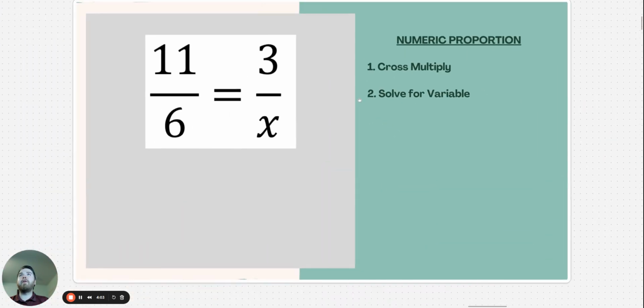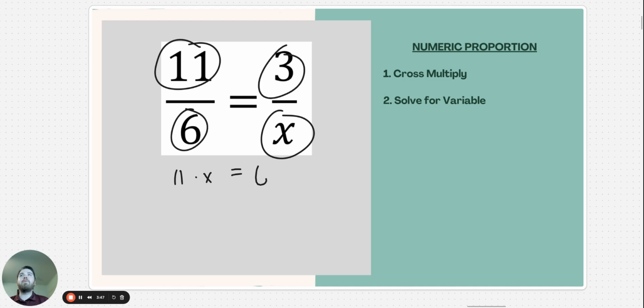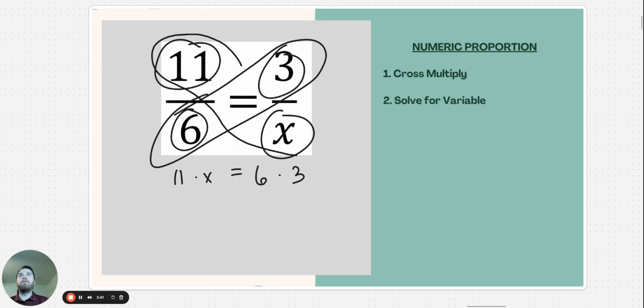So let's take a look at this. Numerical proportion. So what we have here is 11 over 6 is equal to 3 over x. So we're going to go ahead and solve for this. Now, the way we typically do that is we take the top number and multiply it by a bottom number. So we'd get 11 times x, and same thing here, we'd get 6 times 3. Commonly, what you're going to see people do is cross multiply. They're going to make a little circle or a little shape around that to say, hey, we're going to multiply those two things together. Then we're going to solve for our variable.